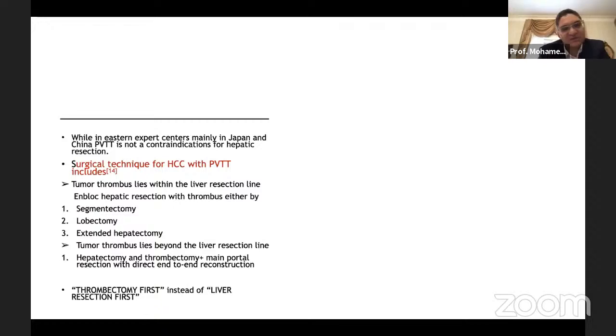If the tumor thrombus is located within the liver resection line, then an en bloc hepatic resection with the thrombus is done, either by segmentectomy, lobectomy, or extended hepatectomy. If the tumor thrombus is located beyond the liver resection line, then a hepatectomy and thrombectomy, plus main portal resection with direct end-to-end reconstruction.